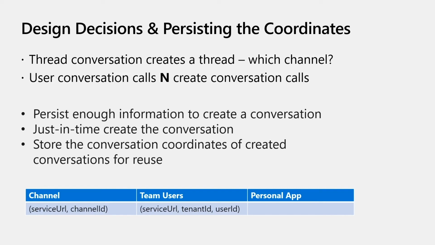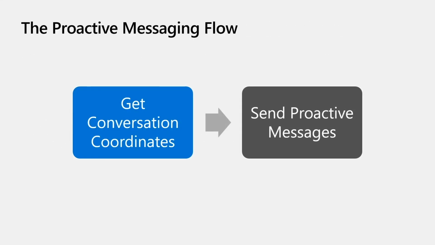For a channel, this is the channel's conversation ID and the service URL. For creating a conversation with a user, you need 3 pieces of information: the service URL, the tenant ID, and the user's ID. Now that we've seen the ways that we can get the conversation coordinates, let's move on to sending proactive messages.